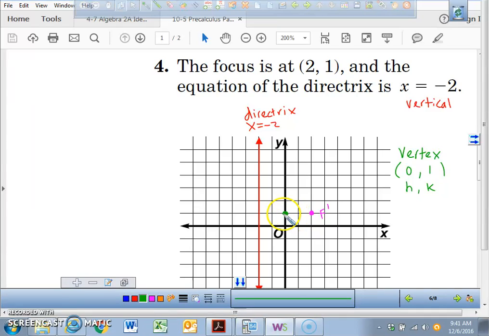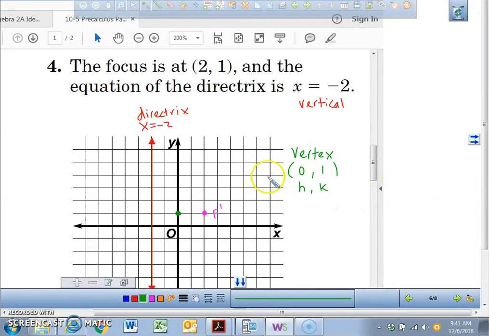So, now that I have a vertex, and I also have a focus which is to the right of it, what does that tell me about which direction the parabola is going to open? It's going to open, it's going to go which direction? To the right. Okay? Now, if it's going left or right, we have another equation. And that equation is going to be (y minus k) squared equals 4p times (x minus h). So I want you guys to write that on your paper.